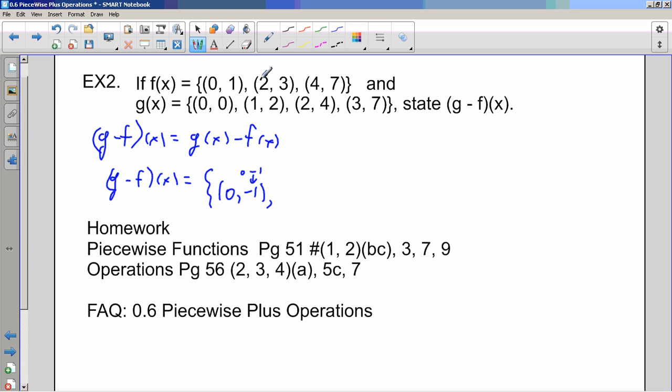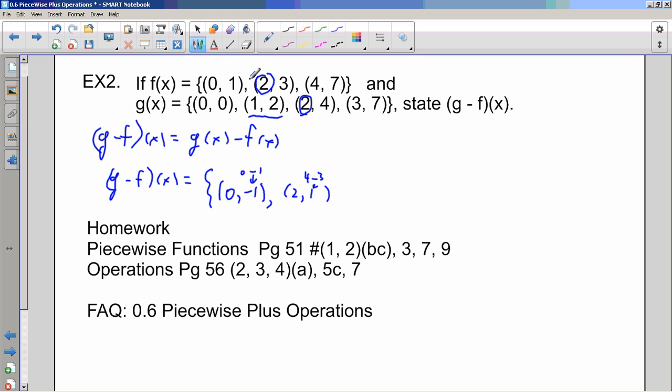Now notice the next input of F is 2. I don't have a 1. But what's the output that goes with this one? Well, an input of 2. So now my output is, my difference function is G minus F, 4 minus 3. That's where I got that from. So, well, what happened to this point?